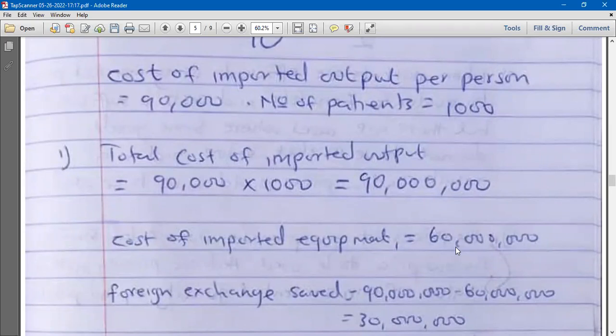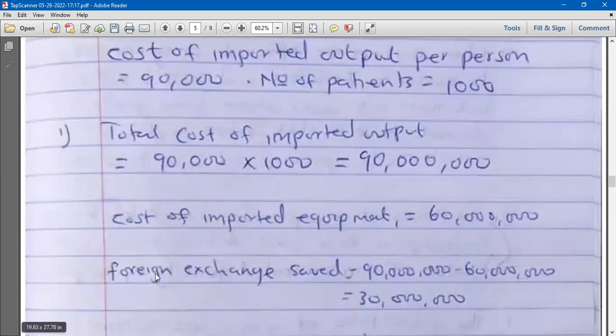But here we don't have it. I'm telling you because it's possible that at times they bring that. So you have to do what I'm saying: find the percentage of it and then you add it. But here we don't have that, so it's just the 60 million.